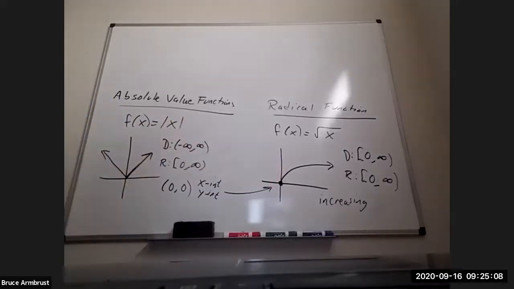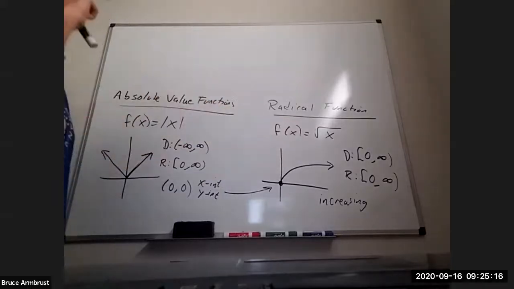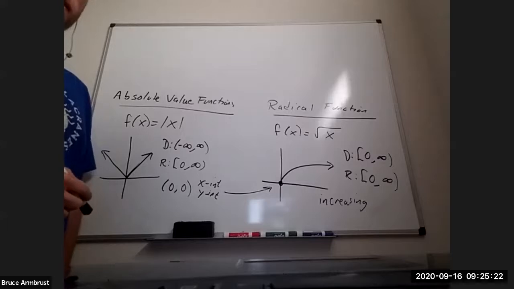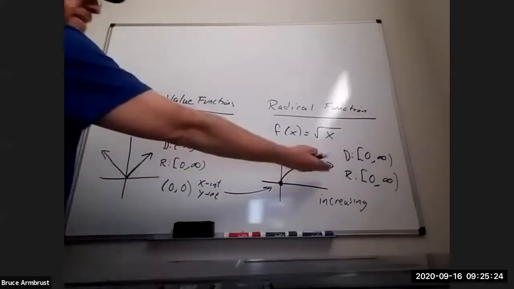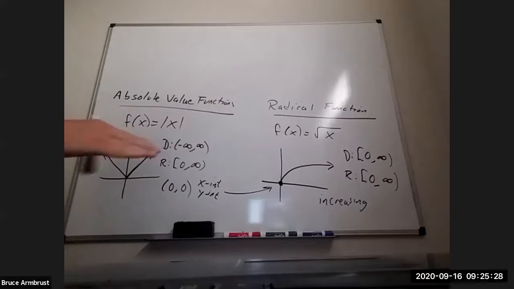So absolute value is actually an even function. Square root is neither. Some radical functions actually are. If this was an odd index, if it was a cube root or a fifth root or a seventh root or something like that, then it actually is an odd function. It does have that symmetry. You'd see the same kind of picture, but down below. But plain old square root is neither even nor odd.